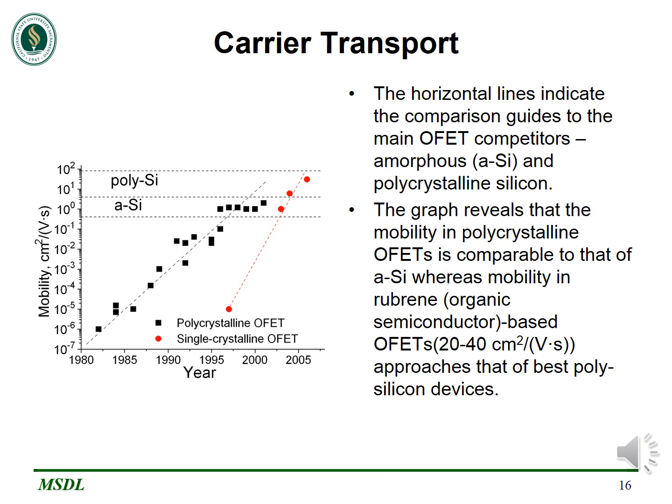In this graph, the horizontal line indicates the comparison guide to the main OFET competitors, amorphous silicon and polycrystalline silicon. The graph reveals that the mobility in polycrystalline OFETs is comparable to that of amorphous silicon, whereas mobility in rubrene-based OFETs approaches that of the best polysilicon devices.